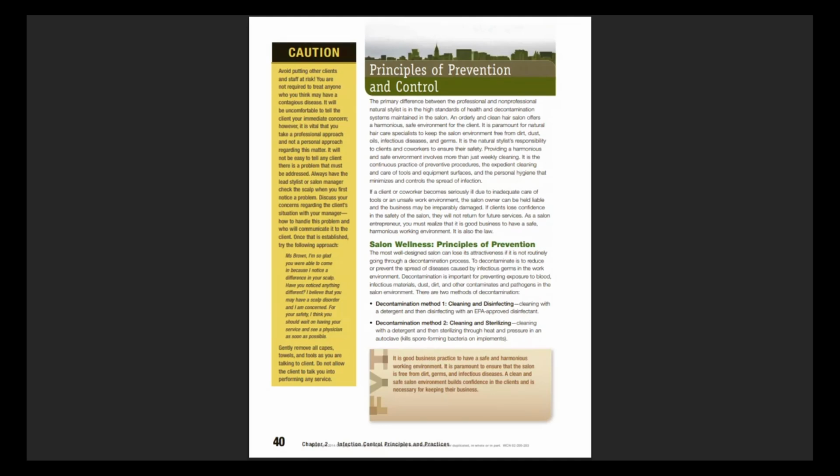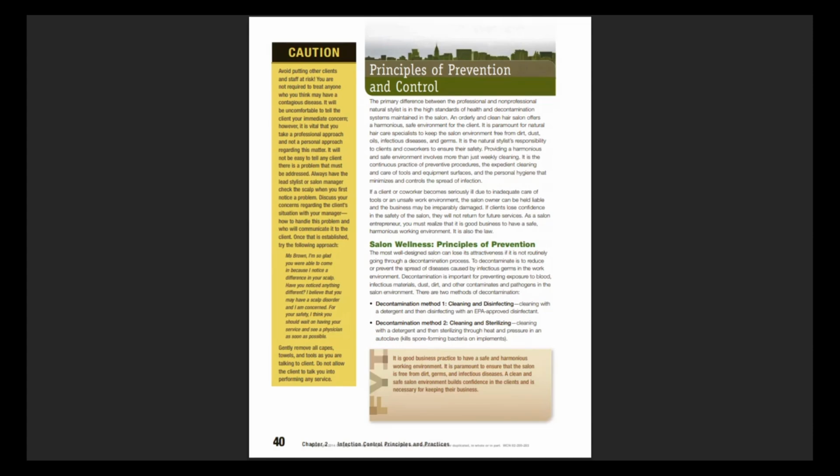Salon wellness principles of prevention. The most well designed salon can lose its attractiveness if it is not routinely going through a decontamination process. To decontaminate is to reduce or prevent the spread of diseases caused by infectious germs in the work environment. Decontamination is important for preventing exposure to blood, infectious materials, dust, dirt, and other contaminants and pathogens in the salon environment. There are two methods of decontamination.